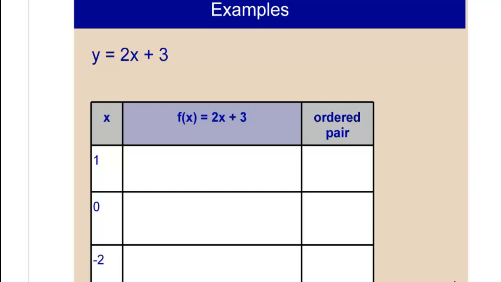So when x is 1, I'm just going to put 1 in the place of x in my function and solve. And I end up with f of 1 equals 5. So this gives me the ordered pair where 1 is x and 5 is y. So go ahead and solve for f of 0 and f of negative 2.